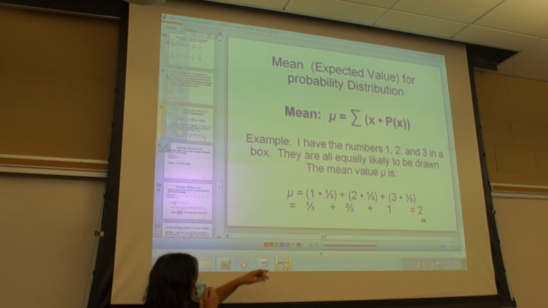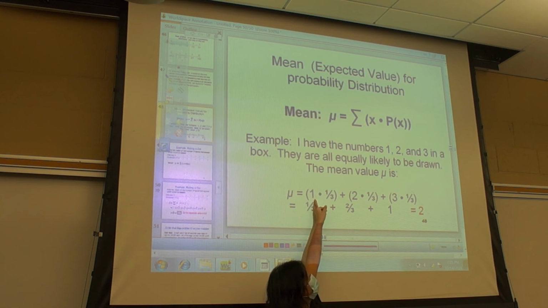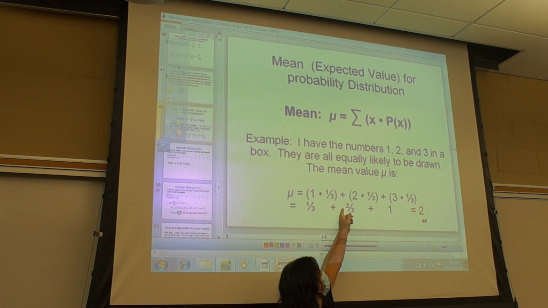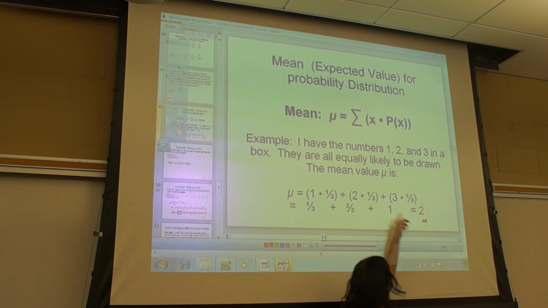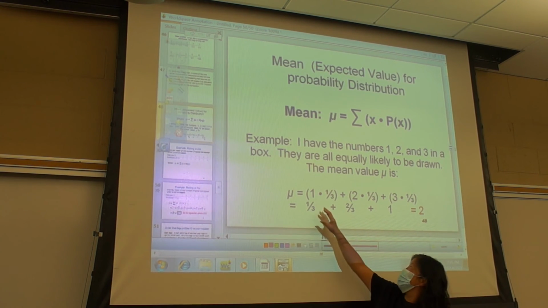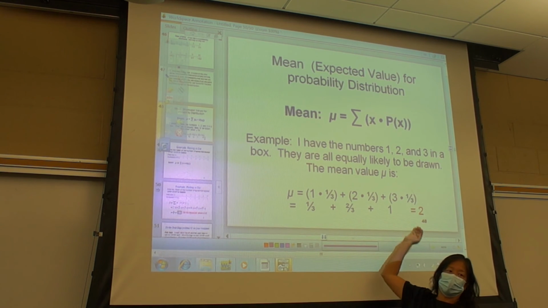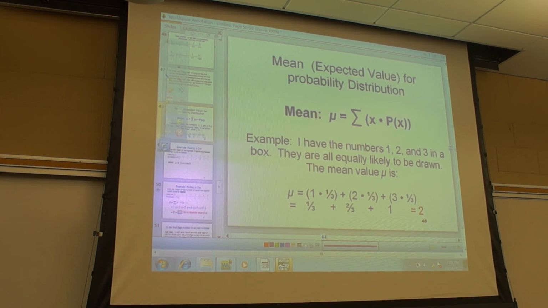So here it is. The official formula. Each one has a 1/3 chance. So $1 times 1/3 is 1/3. $2 times 1/3 is 2/3. $3 times 1/3 is 1. If I add up these, I get 2. That's my expected value. Right? Each one of these contributes 1/3 of its value to the total, because they're each 1/3 likely to happen. It's exactly like a weighted mean.